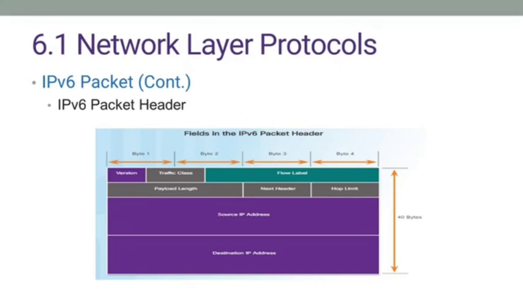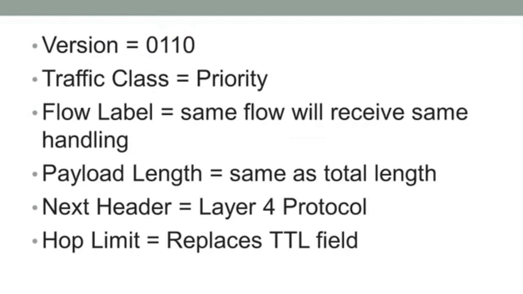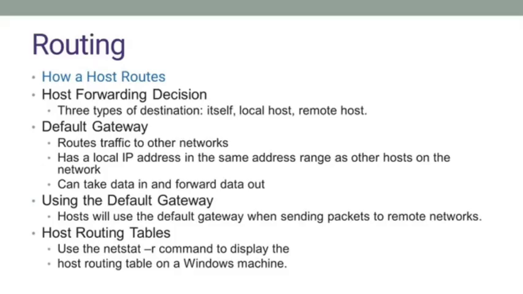The version of the IPv6 is 0110. Traffic class is equal to priority. The flow label is the same: flow will receive the same handling. Payload length is the same as total length. Next header equals the layer 4 protocol, and then the hop limit. Routing the host.